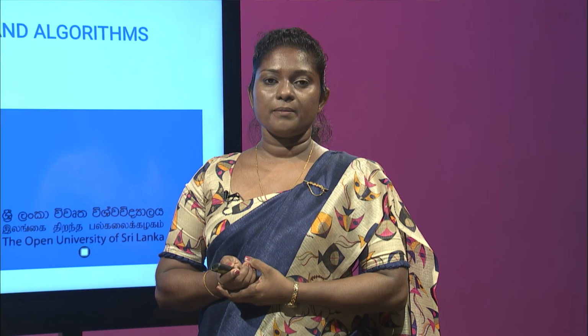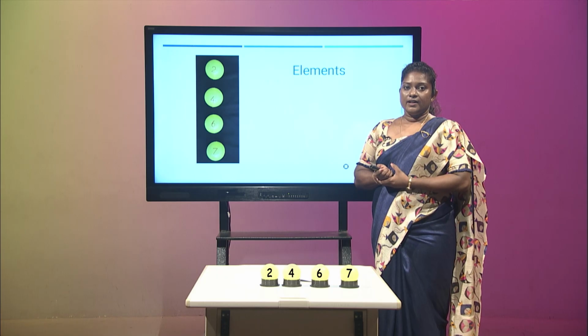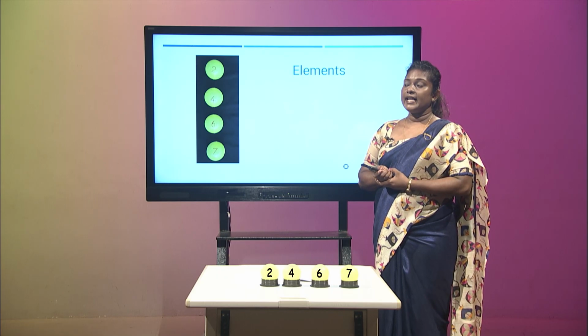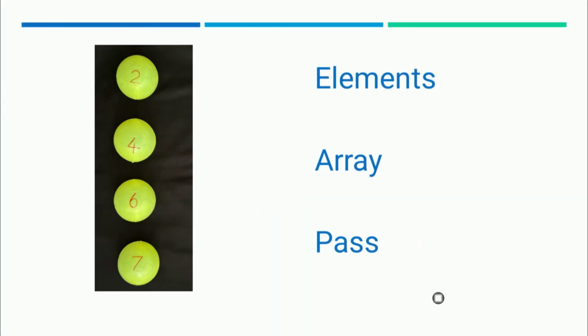Shall we go through some key terms related to this activity? Here we compared the balls with different values. In algorithms, these values are called elements, and the set of elements is an array. We have performed comparisons in several rounds. Each round is called a pass.